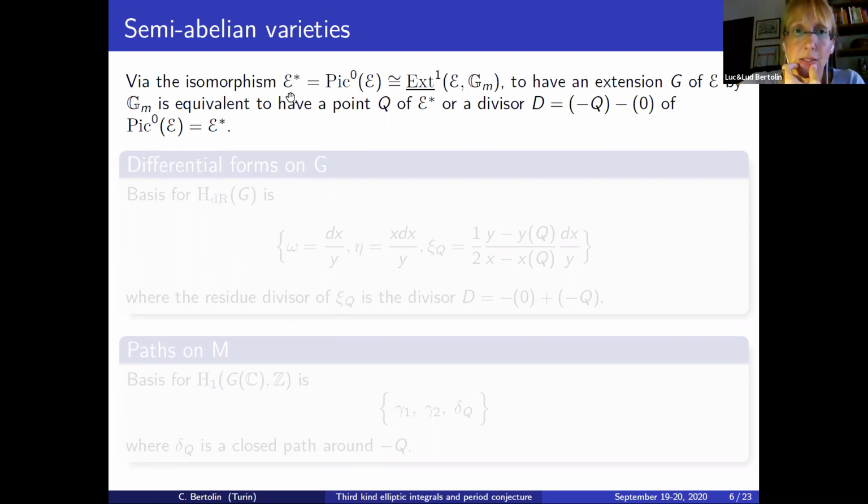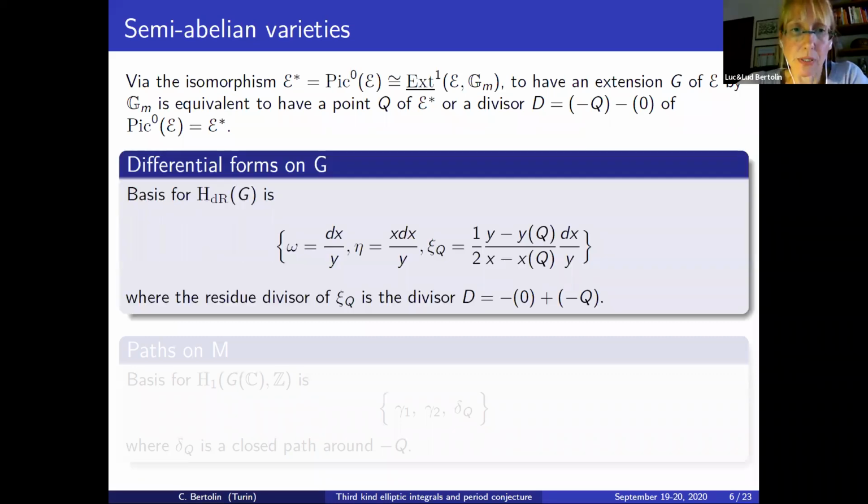And via the isomorphism between the dual elliptic curve and Ext^1(E, Gm), we have that any extension of E by Gm is parameterized by a point of E dual or by a divisor of Pic^0 of E. So our extension G of E by Gm in fact corresponds to a point Q of E star or to a divisor D equal to minus Q minus 0 of Pic^0 of E. And here you can make the link with the divisor of the elliptic logarithmic differential of Serre's function. This will be the link that we will see now.